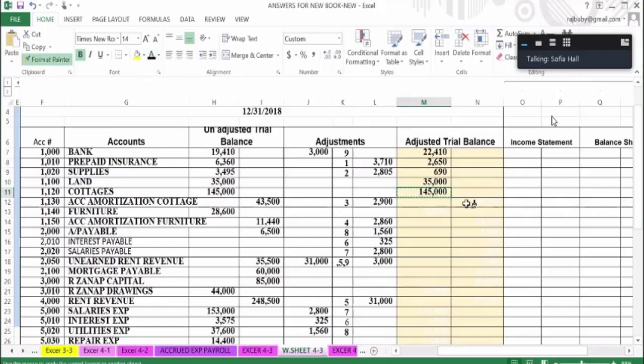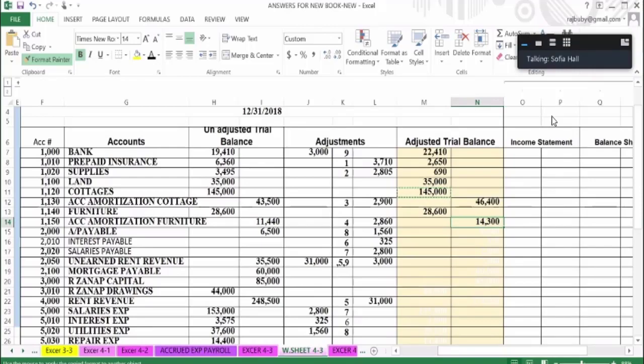And now you are going to add together and put it there. And the next one, furniture, nothing happened, same. Accumulated depreciation, both are credit, add together. You are doing, right? Okay. Everybody is doing. I hope everybody is doing.